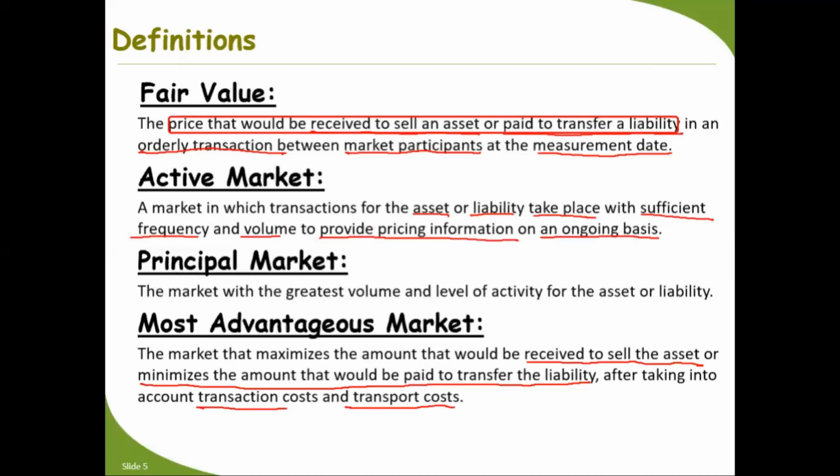Now, I have highlighted this area: the price that would be received to sell an asset or paid to transfer a liability. This is called the exit price.